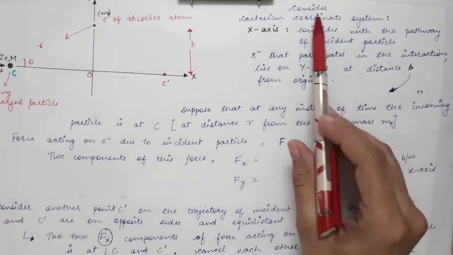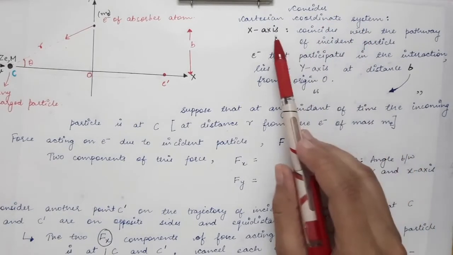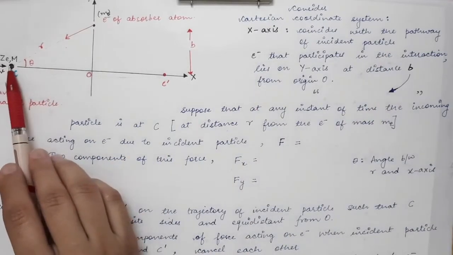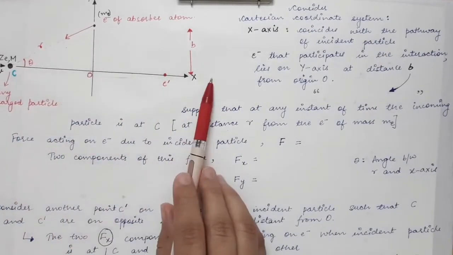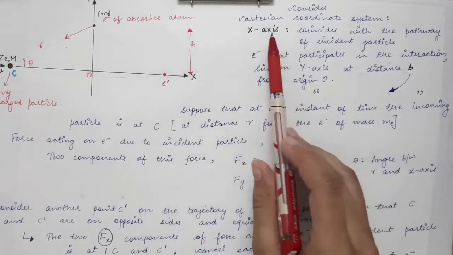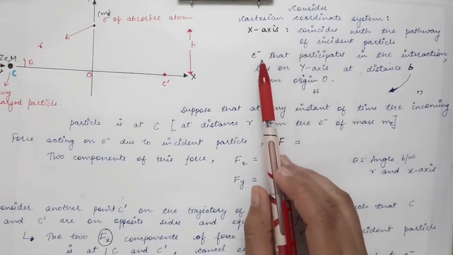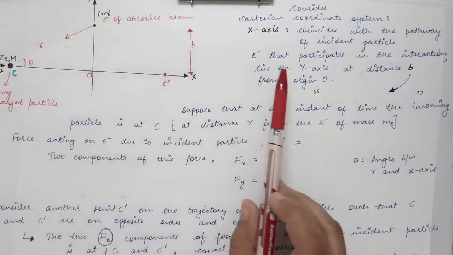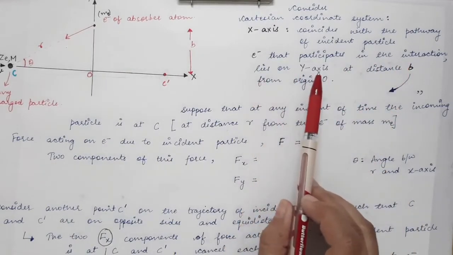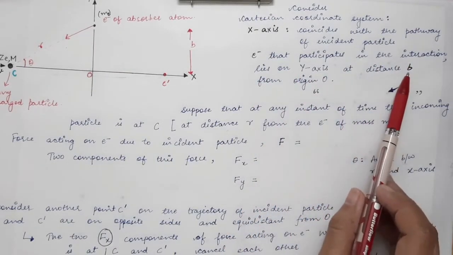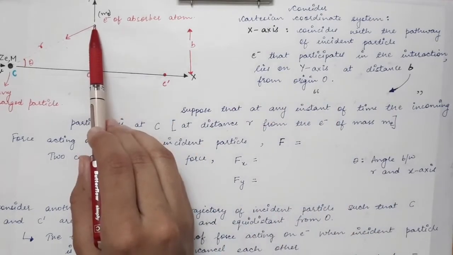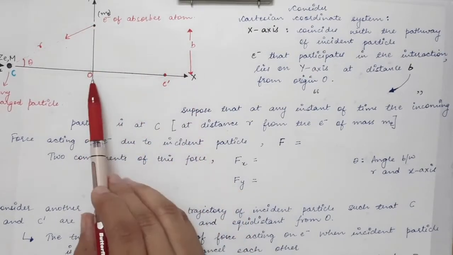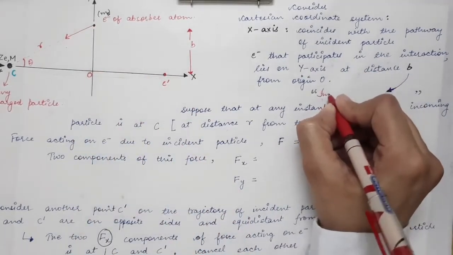So we consider a Cartesian coordinate system over here. The x-axis coincides with the pathway of the incident particle. The incident particle is moving along this path and the x-axis is also assumed to be along this path, so they both coincide with each other. The electron in the medium that participates in the interaction lies on the y-axis at a distance b from the origin O. This electron is at a distance of small b from the origin, and this is called the impact parameter.